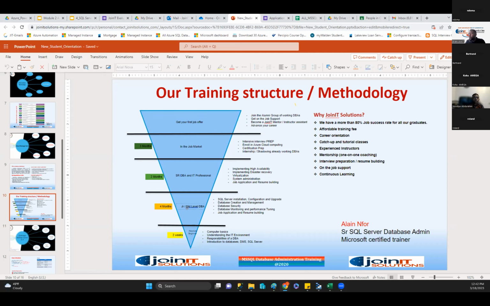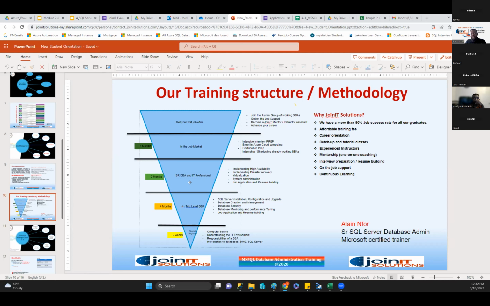After the first 2 weeks, we consider now the next 4 months of training. After that 4 months, you are looked at as a junior to mid-level database administrator, where you are able to perform all those functions that Prof. Babi mentioned. Looking at installing SQL Server, configuring it, upgrading it, creating and managing databases, ensuring database security, database monitoring and performance tuning, and job application and resume building. Within 4 months of training, we start pushing people to apply because applying is part of the training.